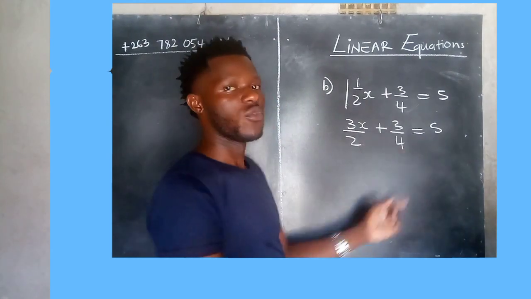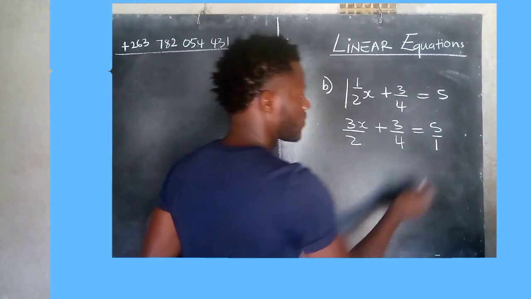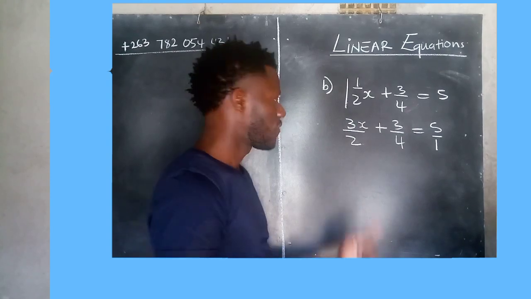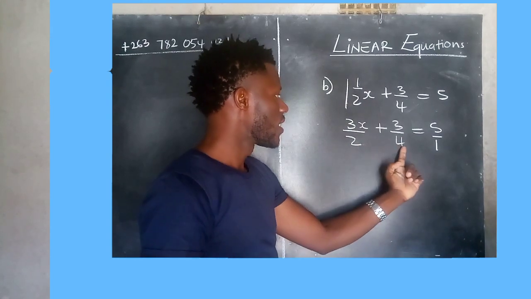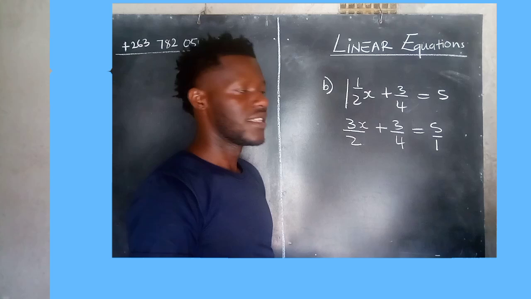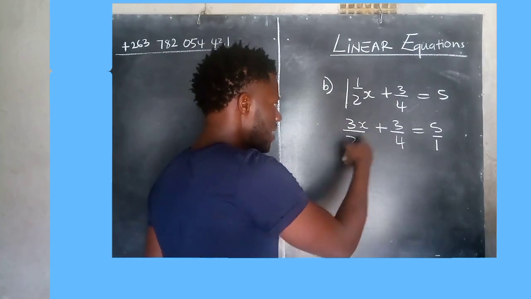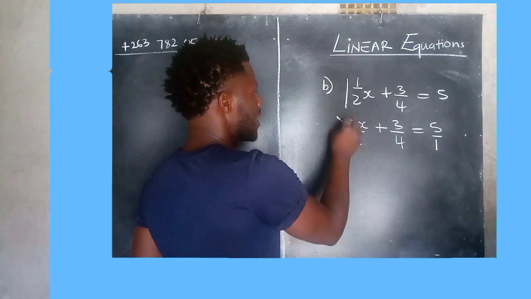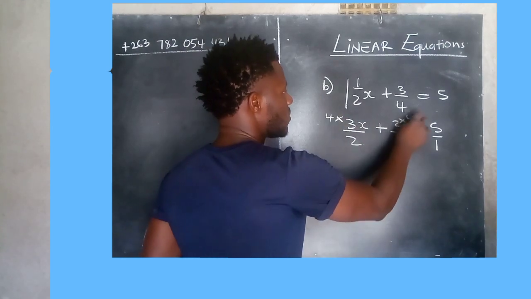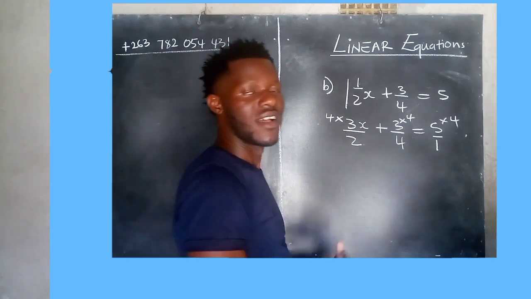As for 5, you highlight a denominator 1. How to clear fractions? You find the common denominator for 2, 4, and 1. In this case, the common denominator is 4. We are going to multiply every term by the common denominator. That is times 4, times 4, and times 4, like that.